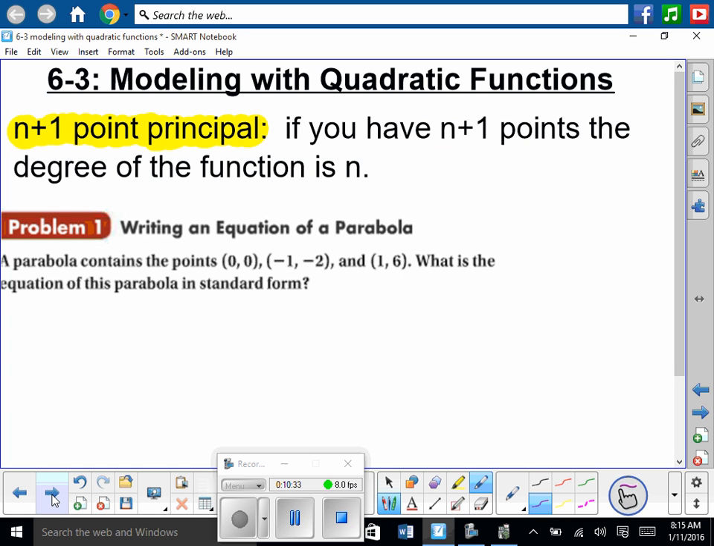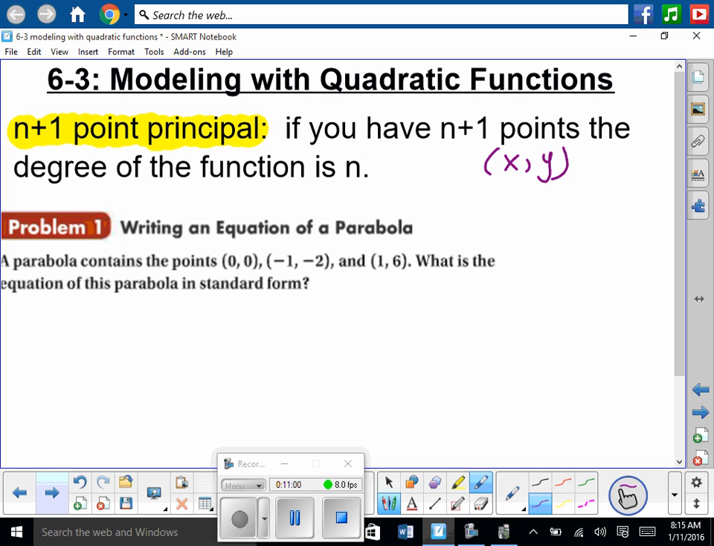Now, if you have a bunch of xy points, then you can find a quadratic that models those points. The n+1 point principle. This is something that you actually learned in secondary math 3. I decided to share it with you now because it will make sense with what we're doing today. The n+1 point principle means if you have n+1 xy points, the degree of the function is n.